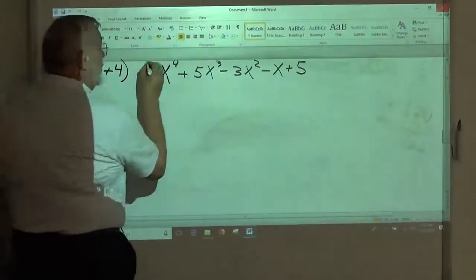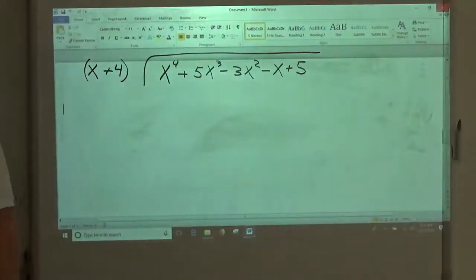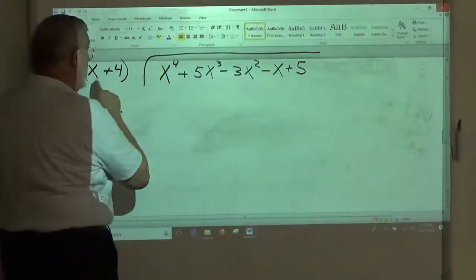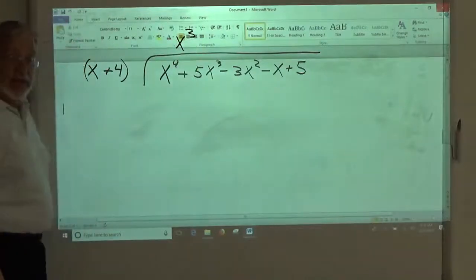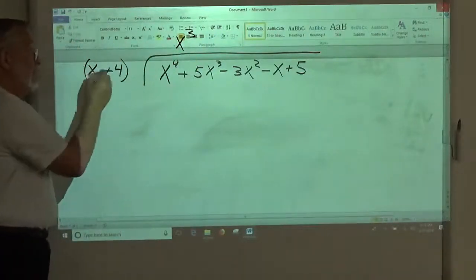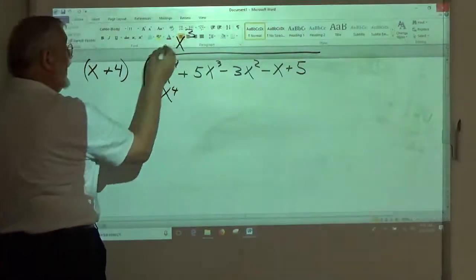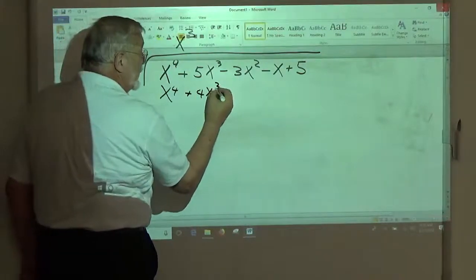All right, and so in long division, what you're going to do is multiply the x in order to make it look like the first term that you have available. In this case, x to the 4th. So when I multiply x times x to the 4th, if I multiply it by x cubed, x cubed times that is x to the 4th. And then x cubed times 4 is 4x cubed.